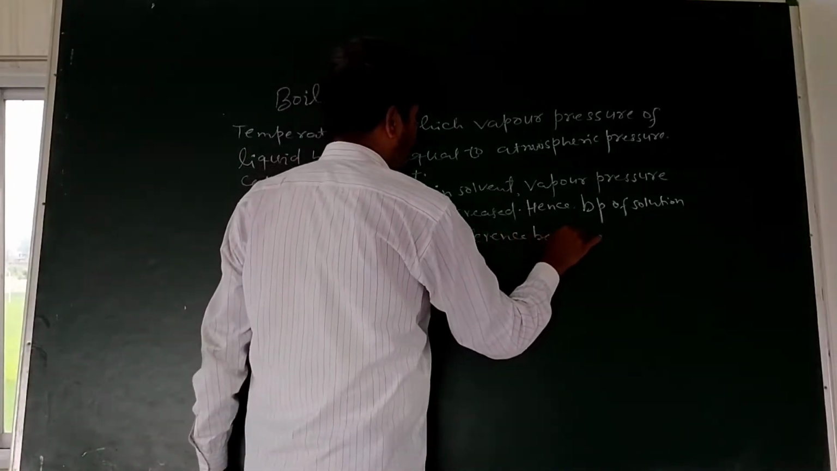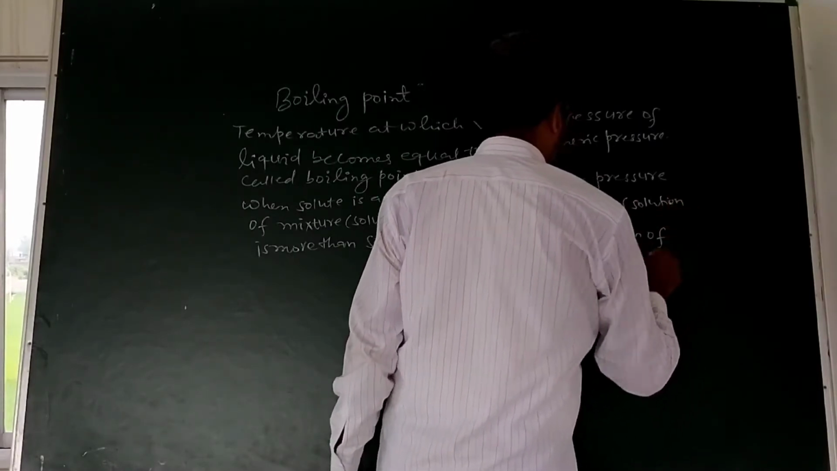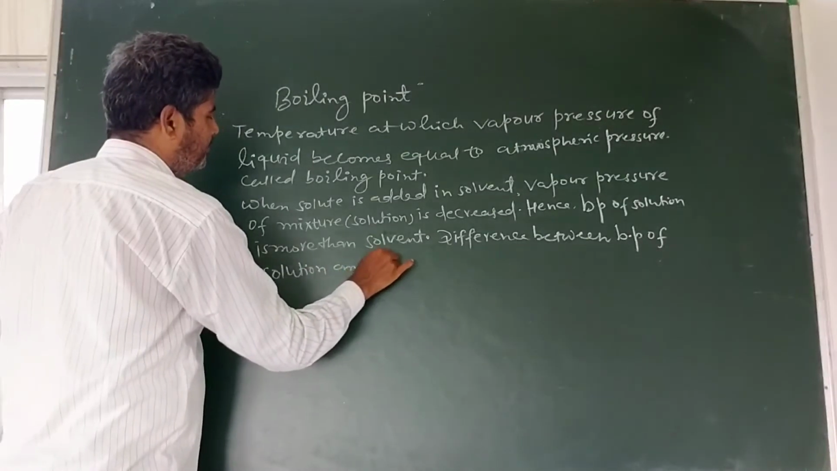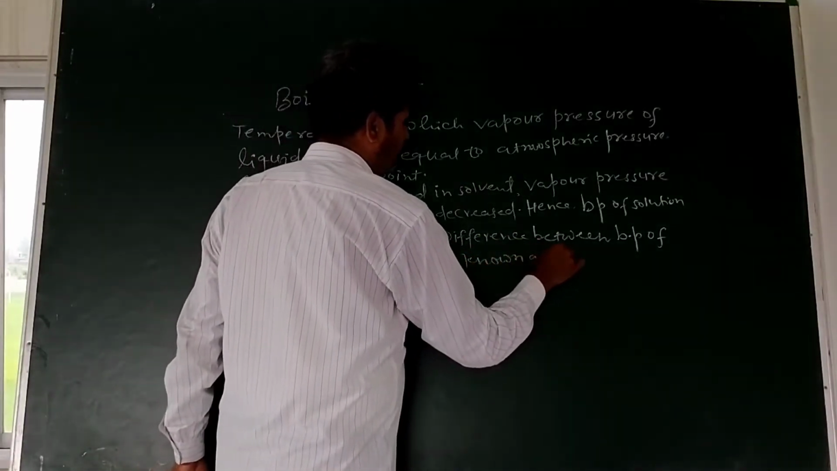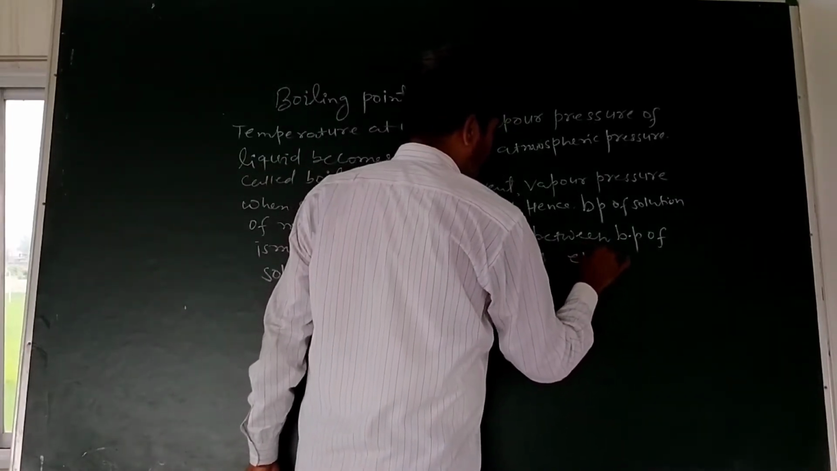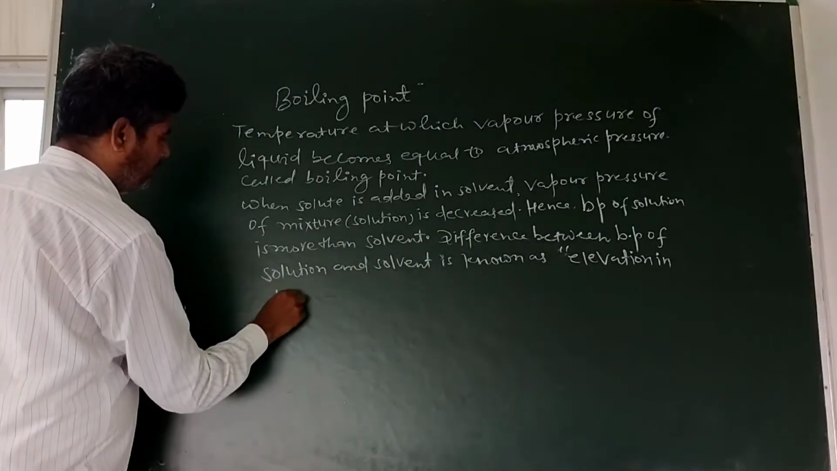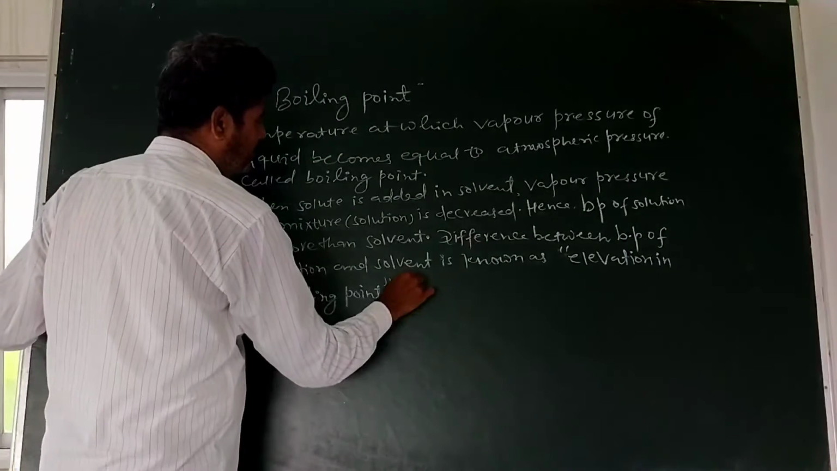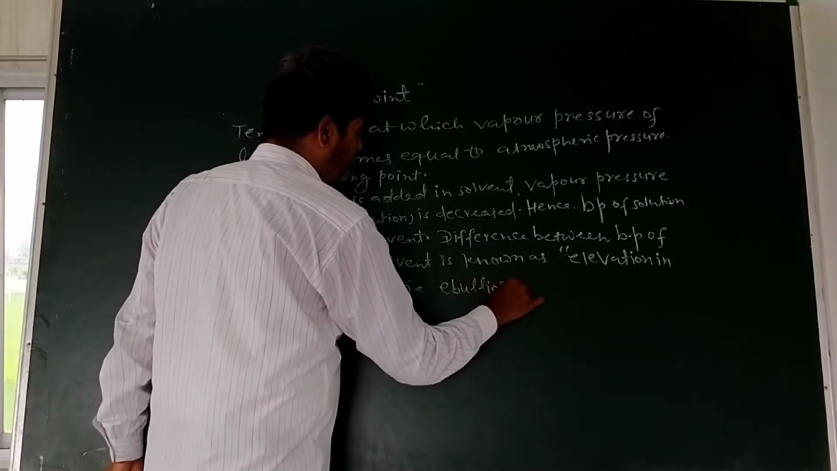The difference between the boiling point of the solution and the solvent is known as boiling point elevation, or elevation in boiling point. That is ebullioscopy.